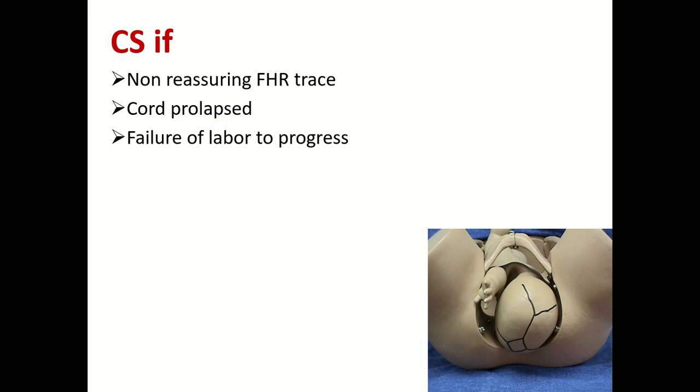When do you do a cesarean section? If you find a non-reassuring fetal heart rate, you have to make a decision for a cesarean section. The obstetrician is around. If there is cord prolapse, that mother and baby might benefit from a cesarean section. Or if you tried managing conservatively, but labor finally failed to progress, then you can also consult the team for a possible cesarean section.